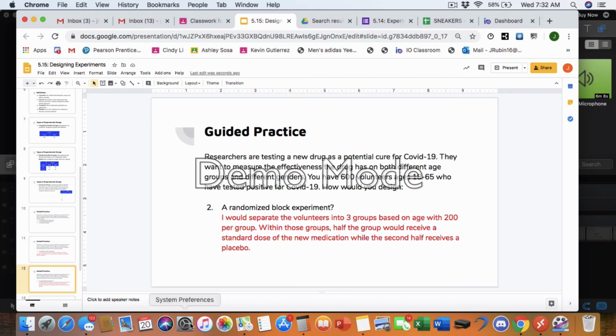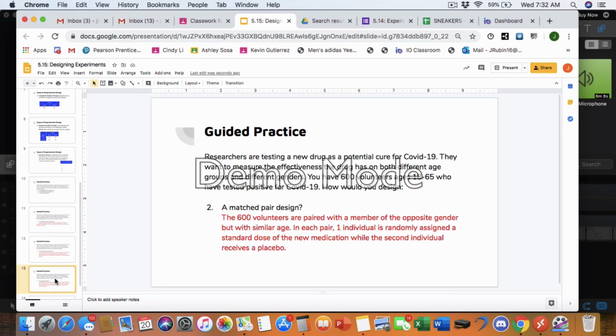A randomized block experiment. Now, we're going to break them into 3 groups, or 3 blocks, based on age. So we would do like a young, middle-aged, and old group. From there, within those groups, half the groups would receive the standard dose of medication, the second half receives a placebo. So 100 in each group would receive the standard dose of meds, 100 in each group receives the placebo.